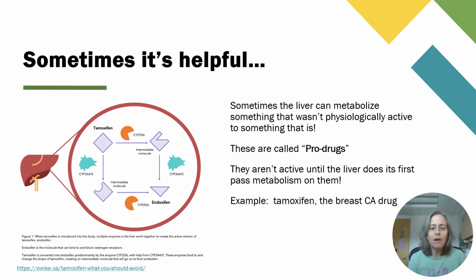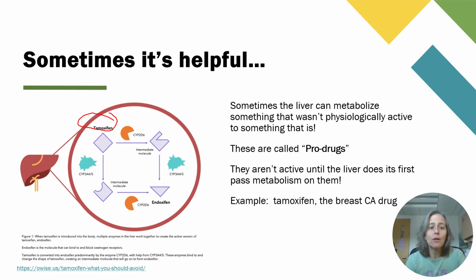An example of a prodrug would be tamoxifen, which I'm showing you here. Tamoxifen is a breast cancer treatment and prevention drug. When you swallow tamoxifen and it gets absorbed into your blood vessels and then goes through the hepatic portal vein into the liver, it isn't actually biologically active. It's not going to do anything. If I took that same tamoxifen and injected it into my bloodstream, it's not going to do anything.